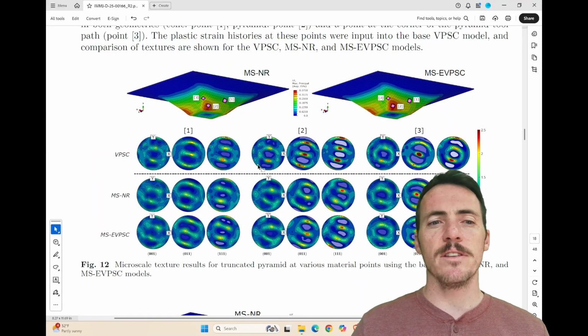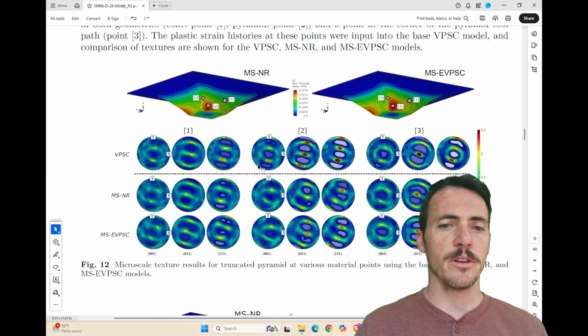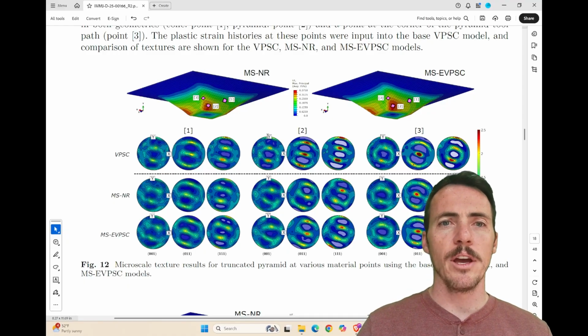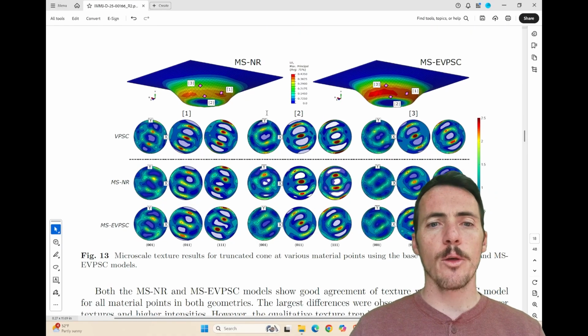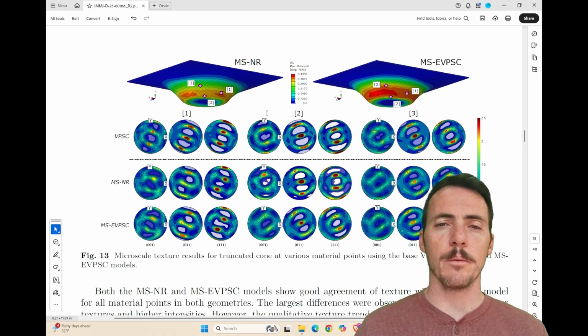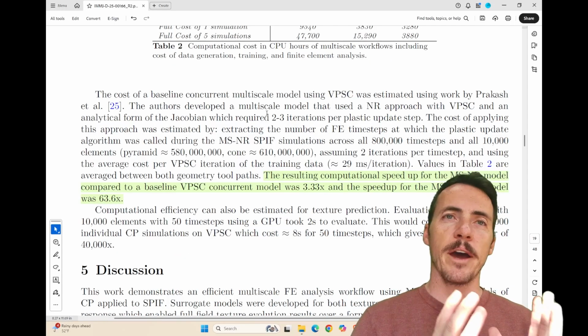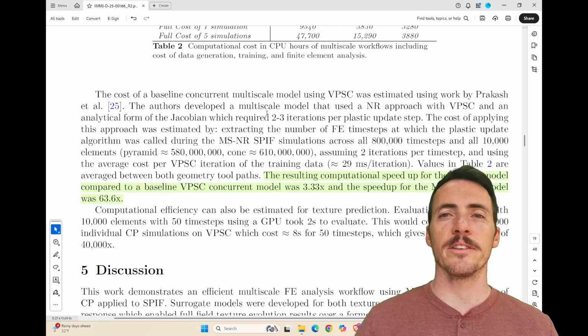And then they actually tested this on sort of complex parts. For example, here's an example of a truncated pyramid where they're comparing the two different approaches, seeing how well it matches. Here's another one, this time on a truncated cone, where they're able to see how well these things match. And they look pretty good. So it's great that the microstructure is reproducing what the crystal plasticity model says.